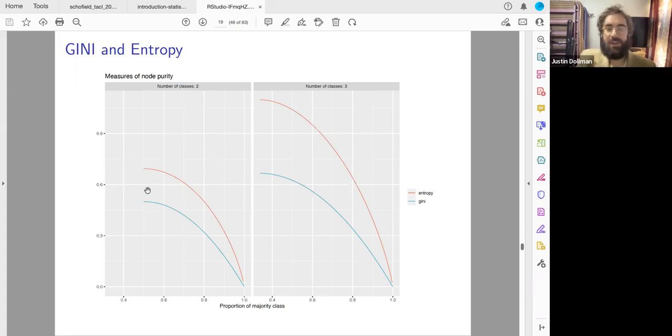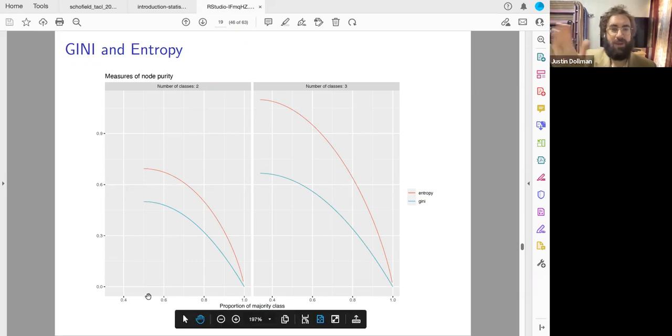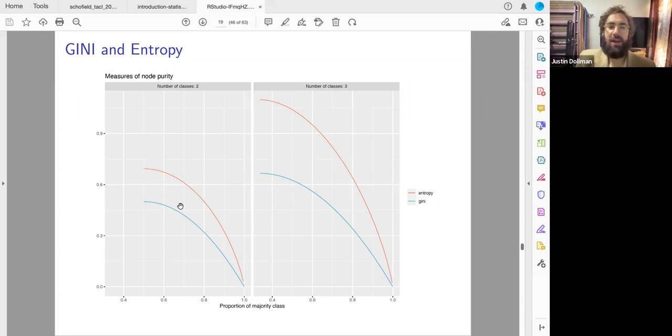As soon as you have a majority, 0.5 is basically the smallest proportion you can have and be a majority. And then these are just the curves of what happens as the node becomes more and more pure. So you can see the proportional majority class, which I think is very clear to people intuitively, and this is what happens to the entropy and Gini as that happens. They're not the same, but they look incredibly similar. They would do the same thing.